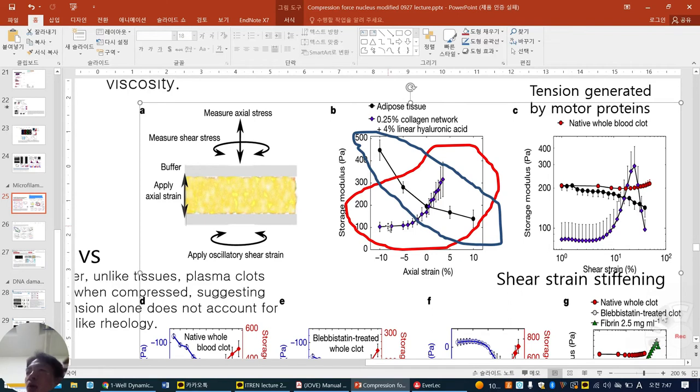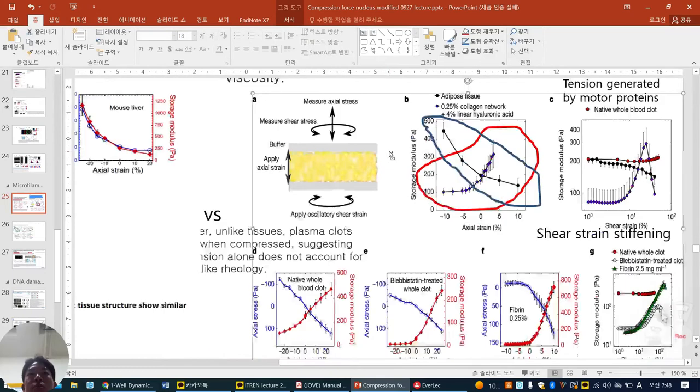Okay? How did it happen? This is very interesting, right? We use exactly the same ECM components as adipose tissue. Adipose tissue has 2.25 collagen and 4% hyaluronic acid. But even though we are using the same amount, the same composition, the behavior is totally changed. This is strain softening. But tissue is always strain stiffening, right? Very interesting.